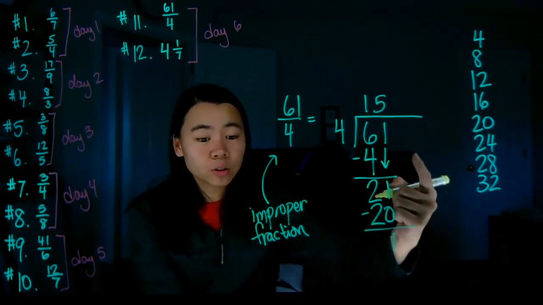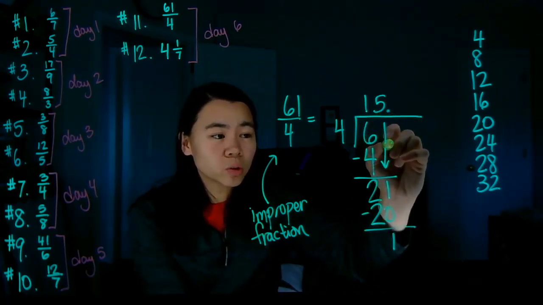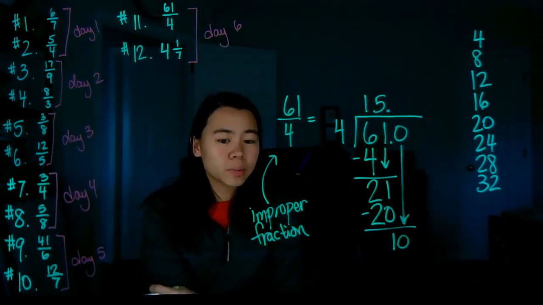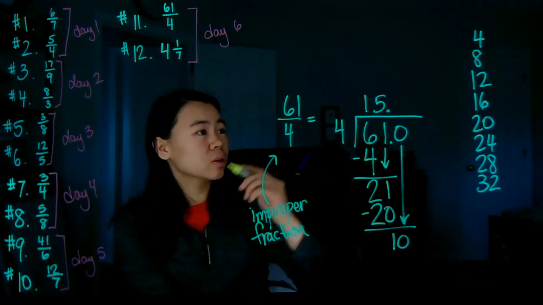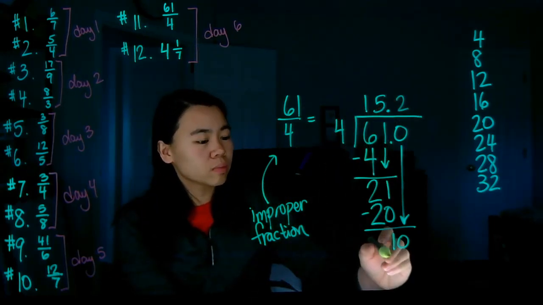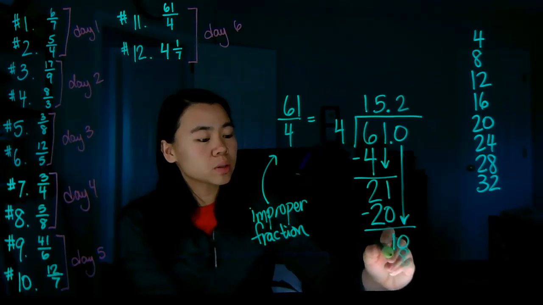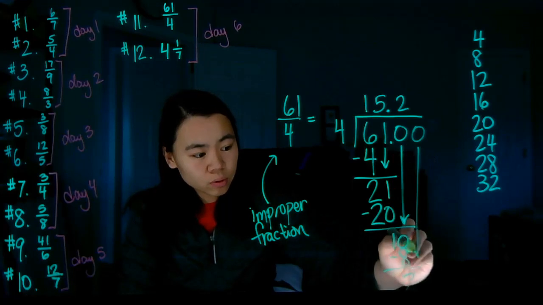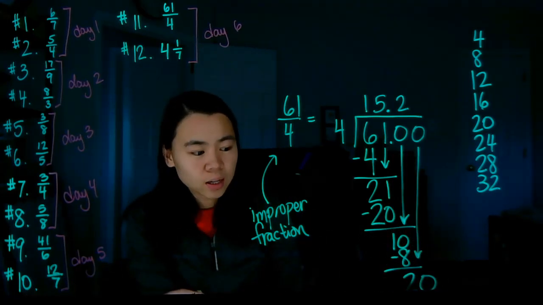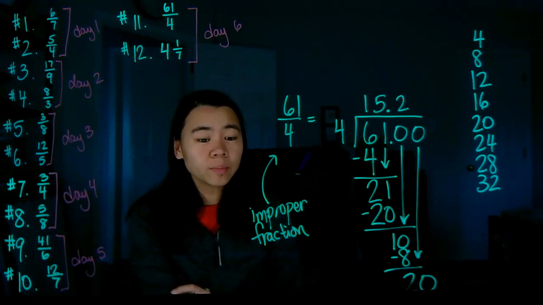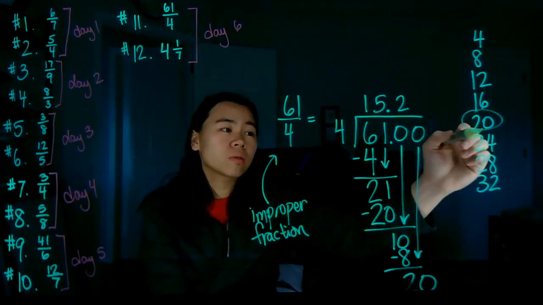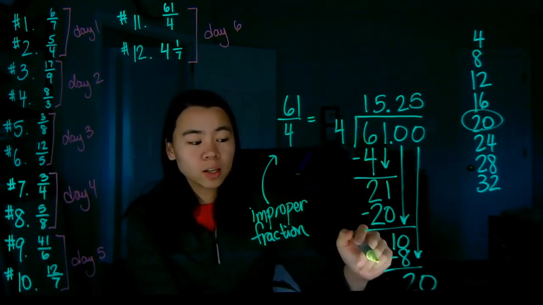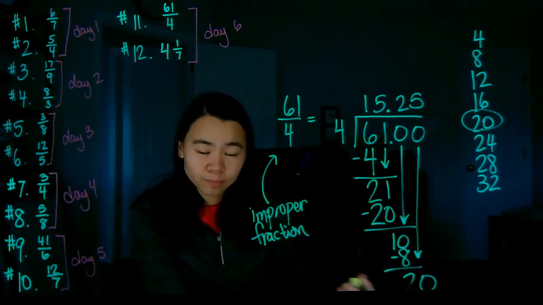Now we don't have anything to bring down, so this is when we are going to add our decimal place and our 0, one of our invisible zeros. How many times can 4 go into 10? 2 times. 4 times 2 is 8. When we subtract, we get 2. When we bring down another 0, how many times can 4 go into 20? A perfect 5 times. 4 times 5 is 20. You would subtract 20 and you would end up with 0.